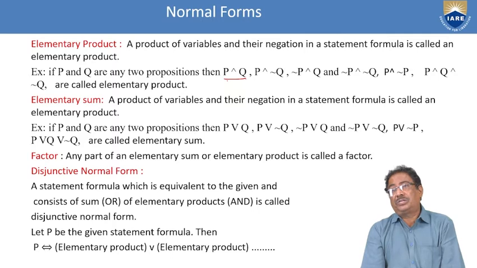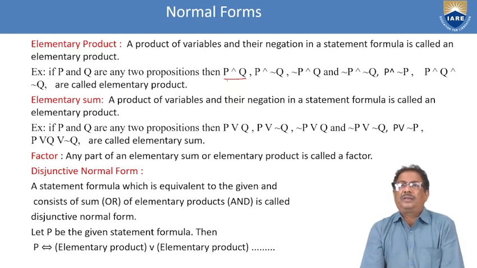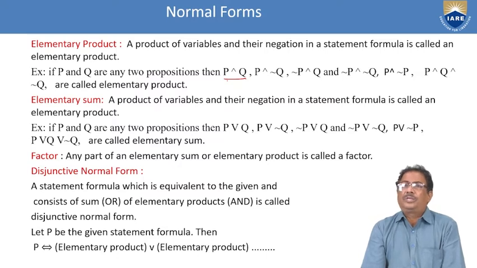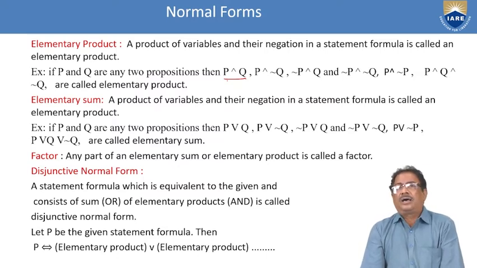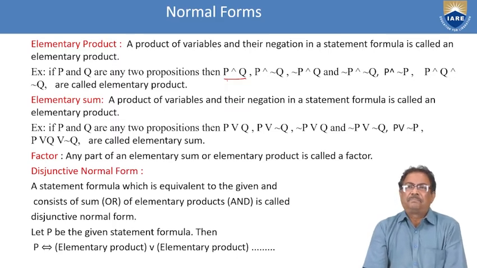Or P and negation Q is an elementary product. Negation P and Q is an elementary product. Like that, all these are elementary products. P and Q and R, and P and Q and negation Q are elementary products. What are the elementary sums?